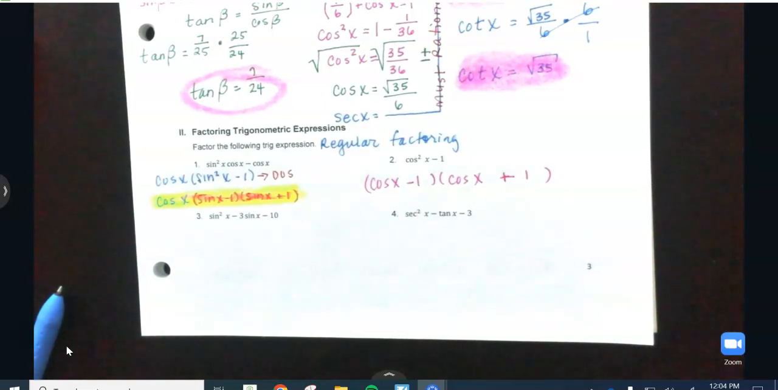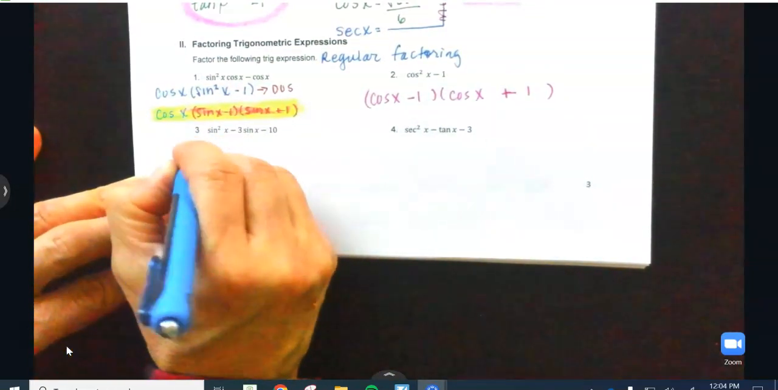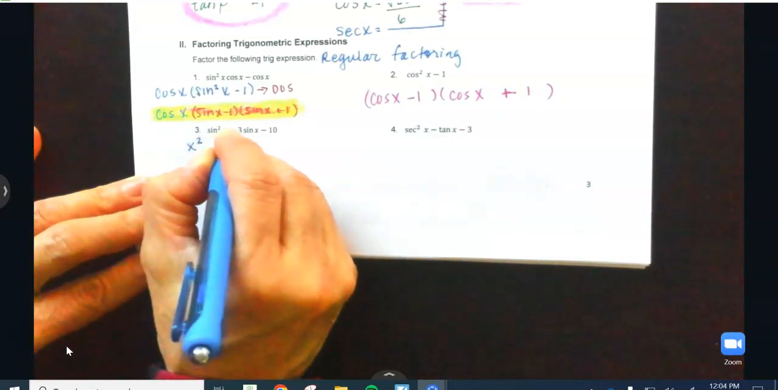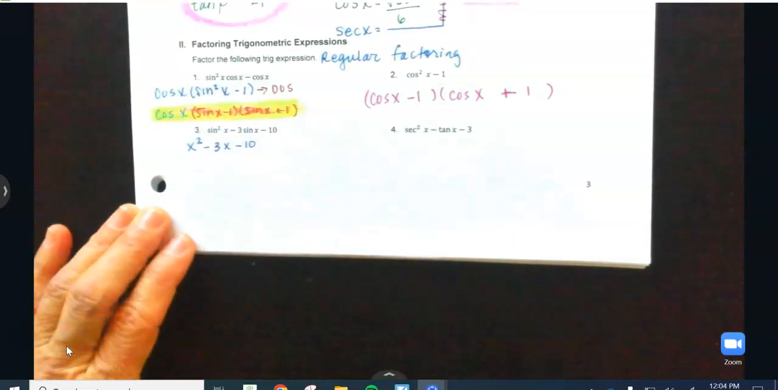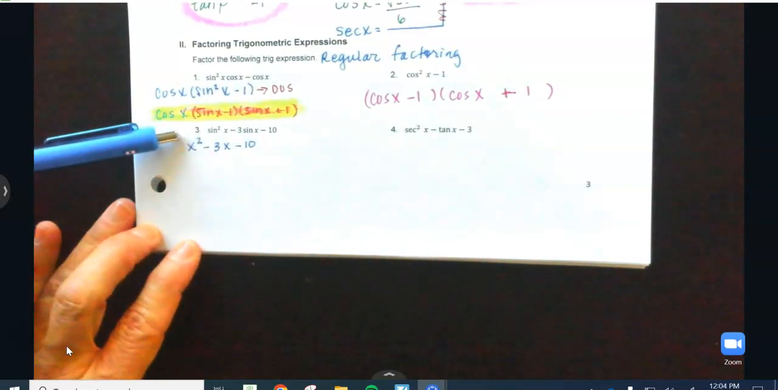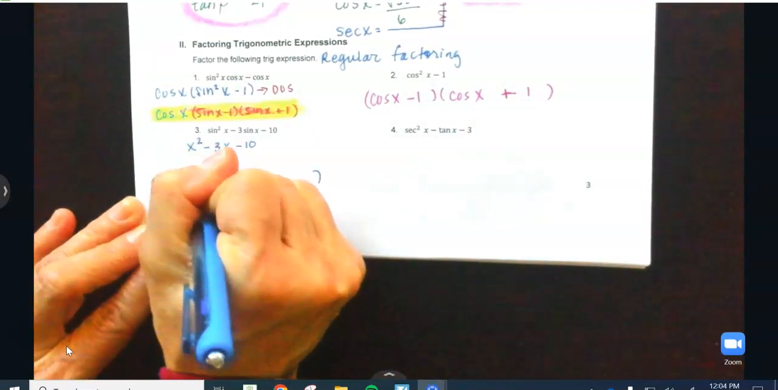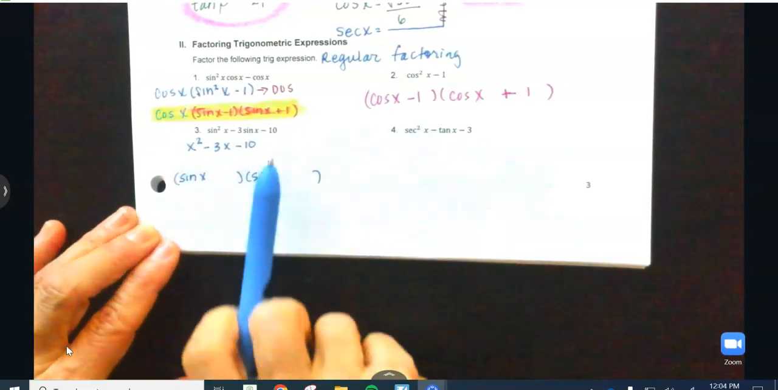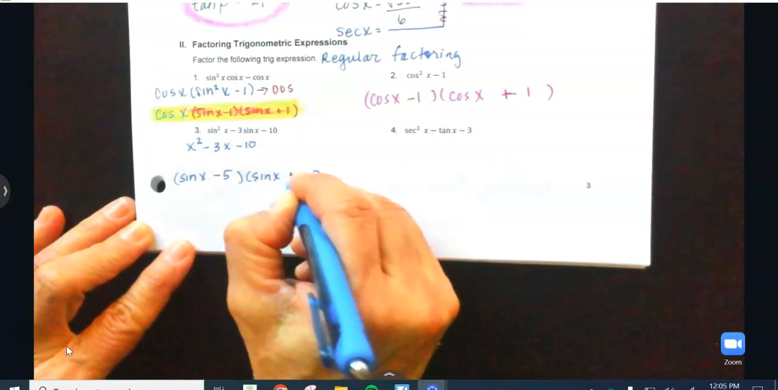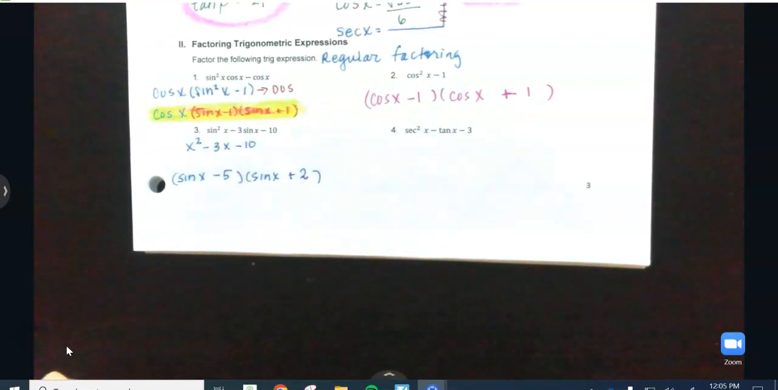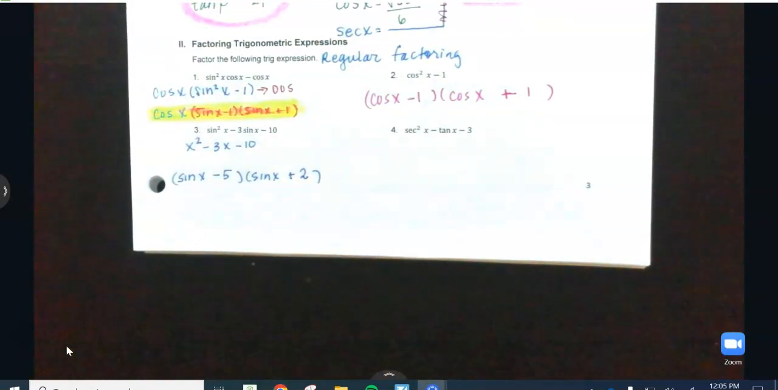Let's look at problem 3. For problem 3, it is factored the same exact way as our warm-up. Sine squared is like x squared. And then this is 3 sine squared. That's like 3x and then -10. Remember, we factored that earlier. We're going to factor this trigonometric expression exactly the same way. So you have two sine values. Let's draw parentheses. Put a sine x in each one. What are values that multiply to a -10 but combine to make a -3? It is going to be a -5 and a +2. And that's it. You should check to see if you can factor further. You cannot. This is in complete factored form.